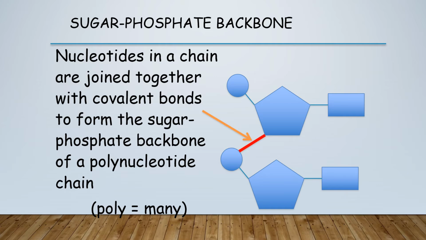And this term should be familiar to you from last year. When these nucleotides join together, they join together via covalent bonds, and that then forms the sugar-phosphate backbone. It then forms a polynucleotide chain. So poly meaning many. So the units of nucleotides join together, many nucleotides or polynucleotide chain will form one single strand of DNA.